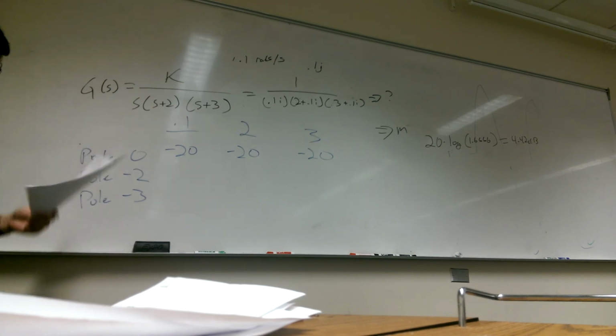Wait, how'd you figure that? Because they have a pole at the origin. A pole at the origin means a slope of -20 dB per decade throughout the entire thing.